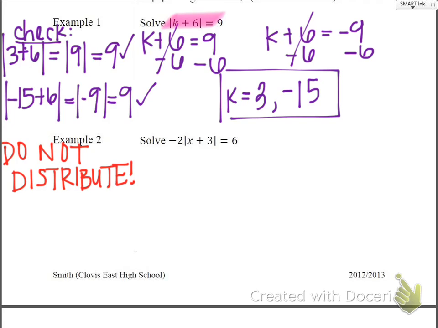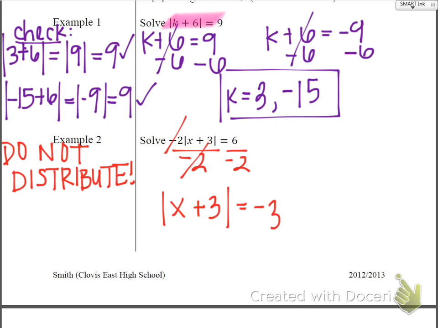Divide by negative 2. So divide both sides by negative 2, because our goal here is to get the absolute value part by itself. So we want to divide. Negative 2 divided by negative 2 gives me 1. And I am left with the absolute value of x plus 3 equals what? Negative 3. Now take a look back at your notes a little further up. Is it possible to get a negative answer from an absolute value? No. So you can stop. The answer is no solution. I always abbreviate it.